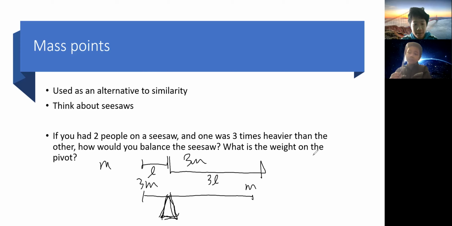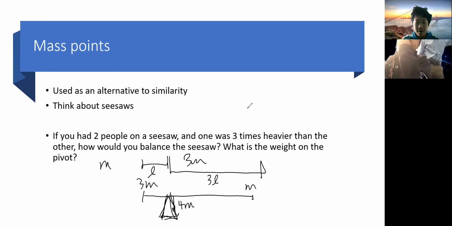And what's the weight on the pivot? If you're at a pivot, what mass are you experiencing? Well, essentially you're feeling 4M pushing down on you, right? Because you have to carry the 3M and the M. So basically, this is how mass points work. We think about seesaws. So let me give you an example here. We use this for a triangle. So in the following diagram, we want to find EF, FC, and AF, FD, those ratios.